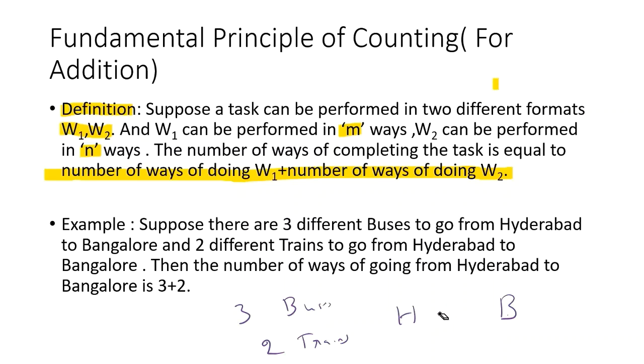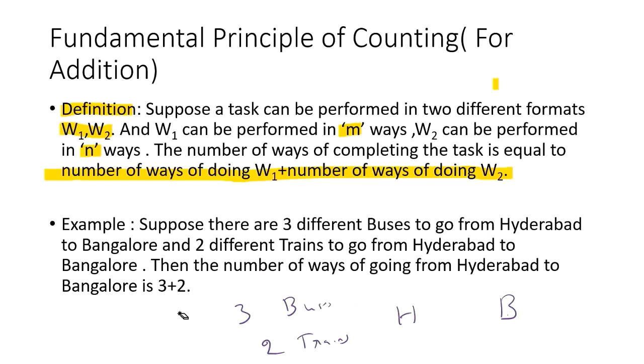So here you can select either a bus or a train to go from Hyderabad to Bangalore. If you select a bus, then the number of options that you have is 3. If you select a train, the number of options that you have is 2. So on the whole, the number of options that you have is 3 plus 2, which is going to be 5.